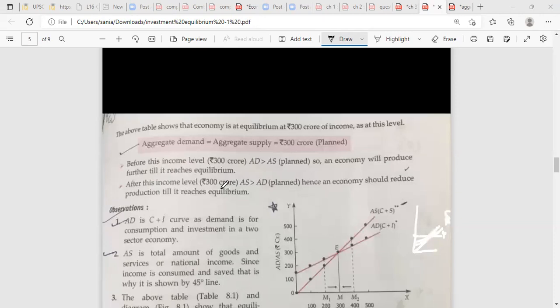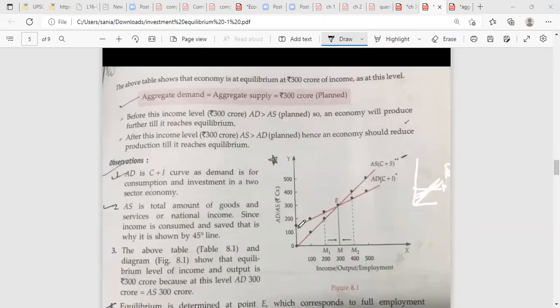So over here you will draw the diagram, a rough diagram. This is your AD, and this is your AS, and just make a point over here. This point is your E, which is your equilibrium. Clear?